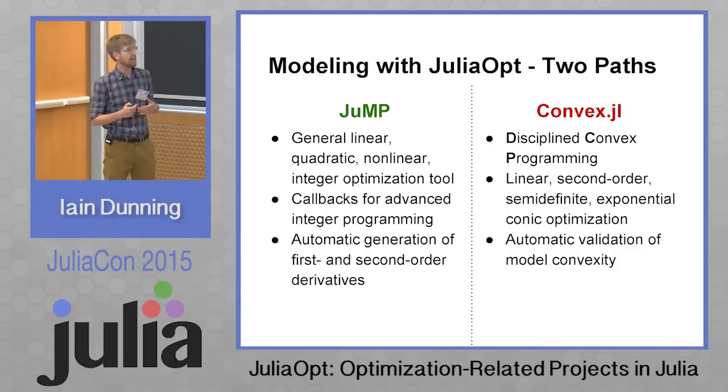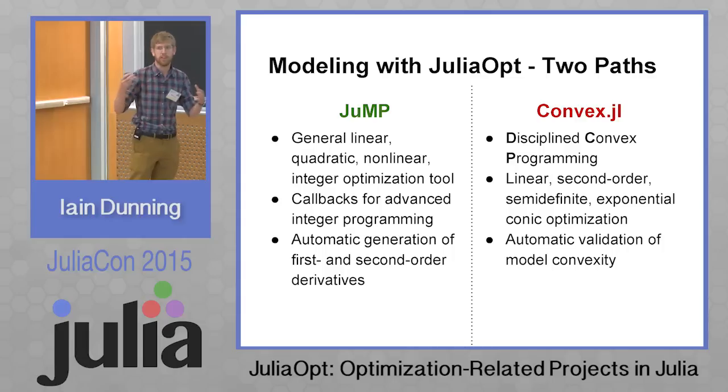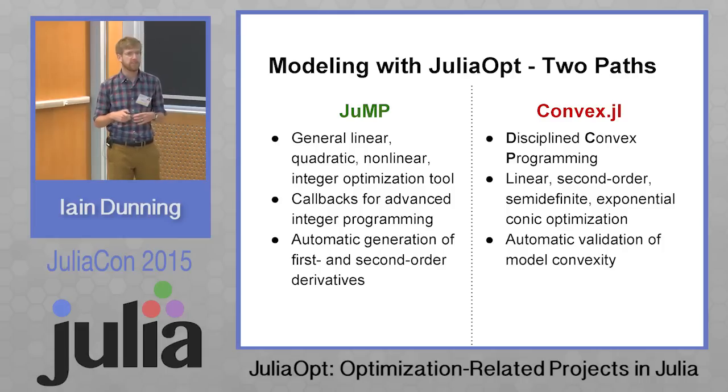So JuMP handles general linear, quadratic, nonlinear, integer, constrained optimization problems. It also has some advanced integer programming features, so you can tap into these solvers and change how they work, and for doing enumerative branch and bound tree searches. And it also has something that's pretty cutting edge, which is automatic generation of first and second order derivatives for constrained optimization problems.